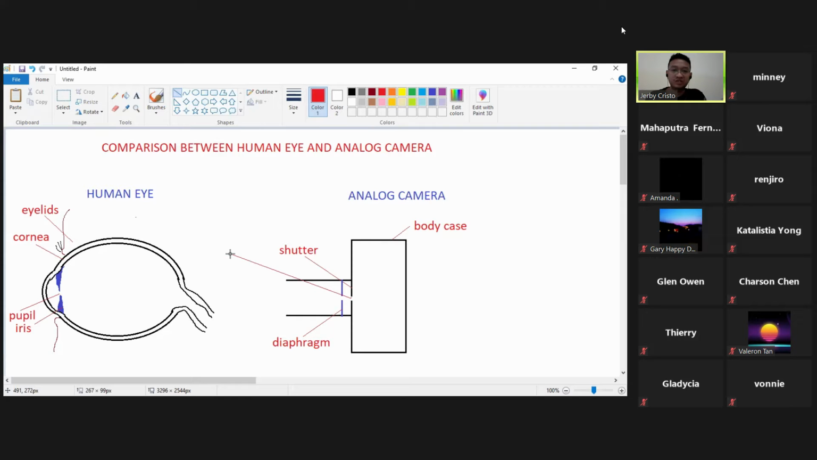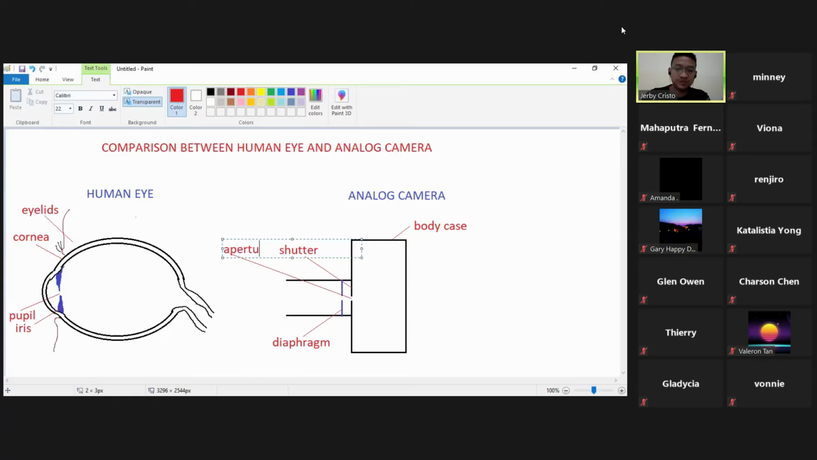So we call this opening as aperture, okay?